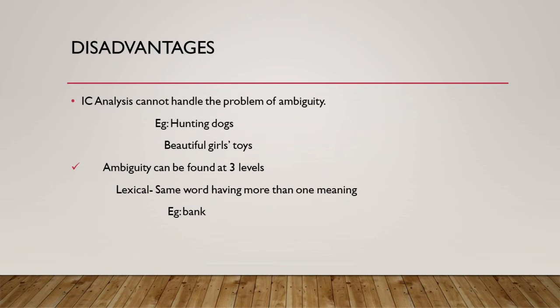One is the lexical ambiguity. Now, this comes when one word can have more than one meaning. For example, you have a word like bank in a construction. It can mean the river bank or it can be the financial institution. Now, IC analysis cannot tell us which meaning is used. Okay, so that is an example of lexical ambiguity.